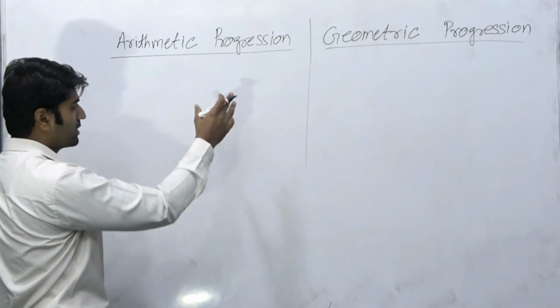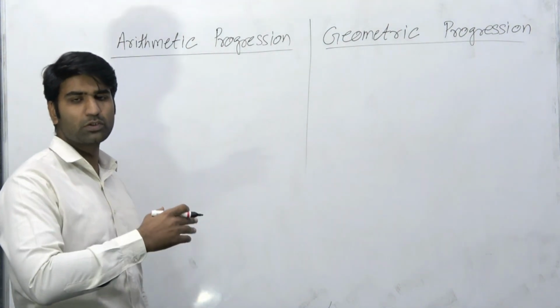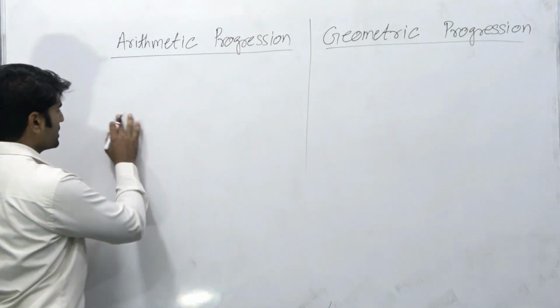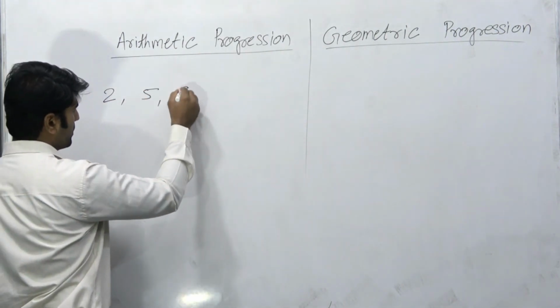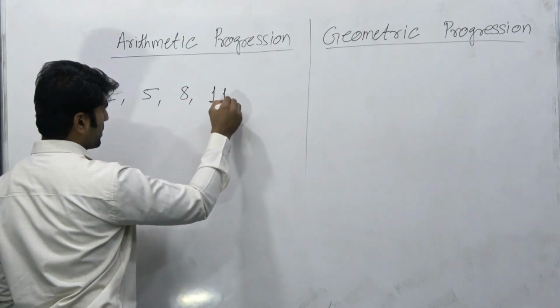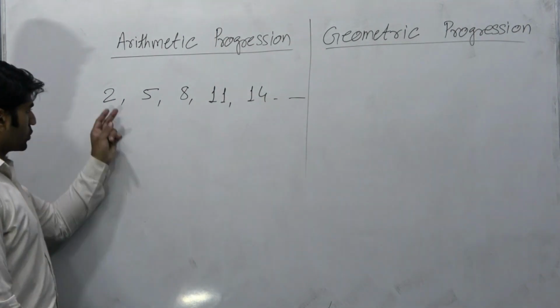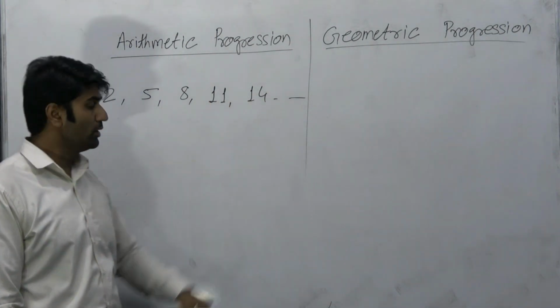Suppose a series. Progression means a series is given. Progression means to progress. Means there is a series. So if a series is given like this, and so on. So 2, 5, 8, 11, 14 and so on.